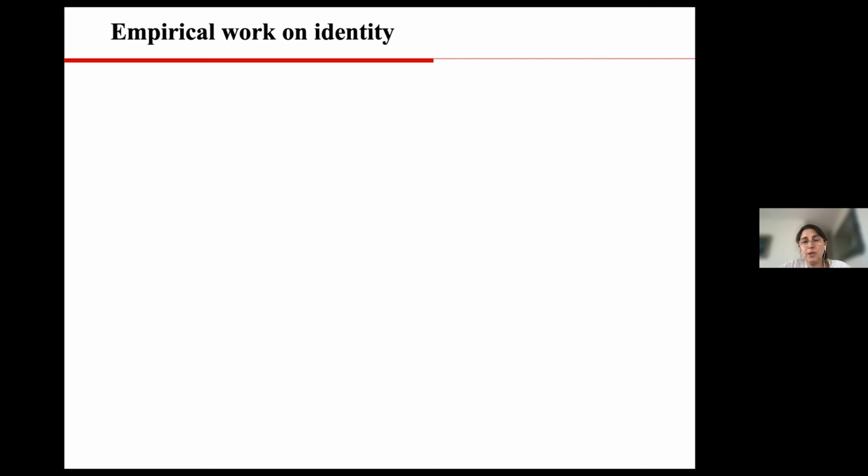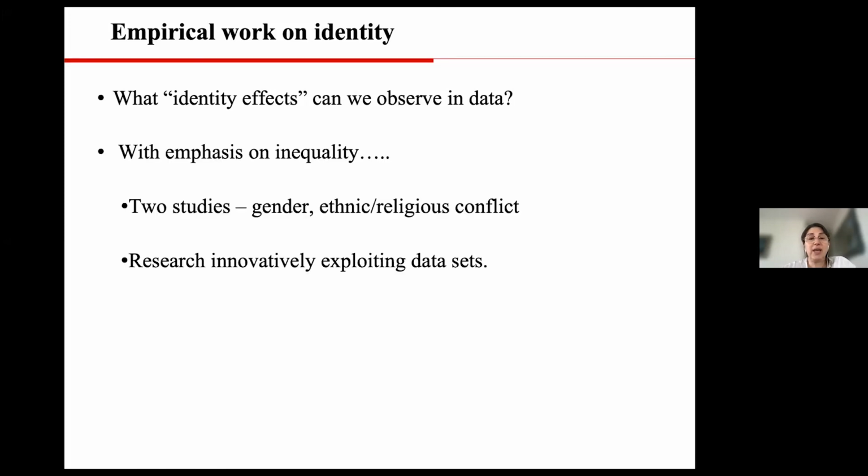There's also now an emerging work, and I've heard some of it in our chat that we had in the break, about people who are doing empirical work where identity is an important variable. So let me just show you two of my favorites. This is meant for inspiration to go out and find more of these wonderful ways in which to test the influence of identity. So can we observe identity effects in the data? I'm just going to tell you about two of them. One is about gender inequality, and one is about ethnic and religious conflict. And of course, this is innovatively exploiting some data sets.